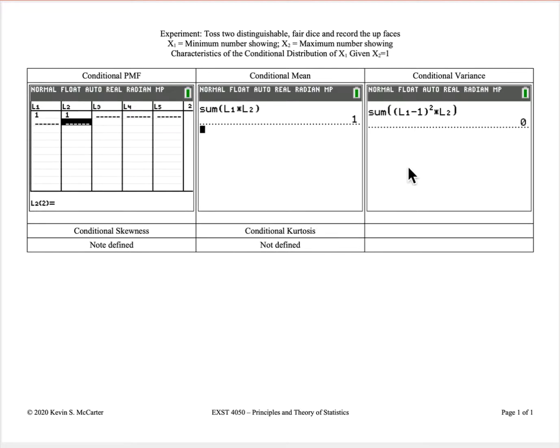But since in this situation the variance is 0, the conditional skewness and the conditional kurtosis are not defined. But these cells do show you how you can calculate the conditional mean, conditional variance, and then the conditional skewness and kurtosis using the functionality of the calculator.